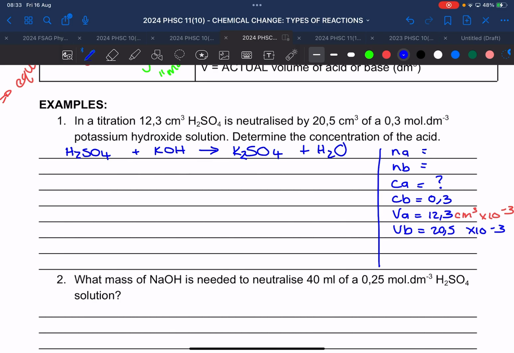Two potassiums. One sulfate. 2 plus 2, 4 hydrogens. All right.